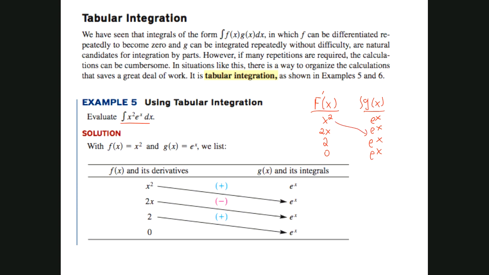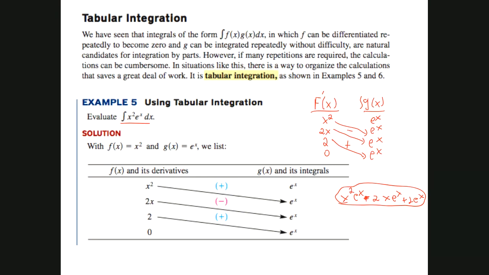We multiply. This is my first term, so it's x squared e to the x. So that's going to be a positive. And then it's going to be minus. So it's going to be 2x times e to the x. Well, that's going to give me negative 2, that's negative 2x e to the x. And then I just keep going down until I don't have any more terms to do. And this is going to be positive. So it's going to be plus 2 e to the x. And that is my integral.